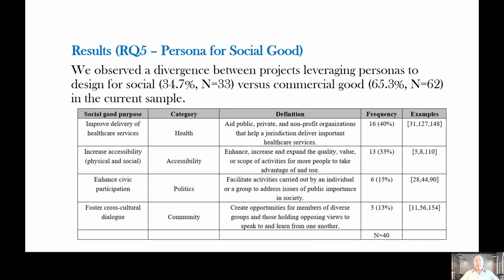In terms of social good, we think this is an area where personas could really have great impact and make a contribution, because there are so many societal problems, and a better understanding of those that are impacted by social and political and cultural issues. I think this is an area where personas could really help, especially in articulating those needs to others. But healthcare and accessibility were the two most frequent categories for where personas are used in this regard.